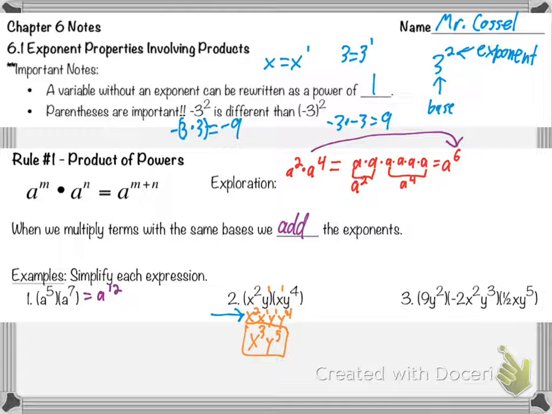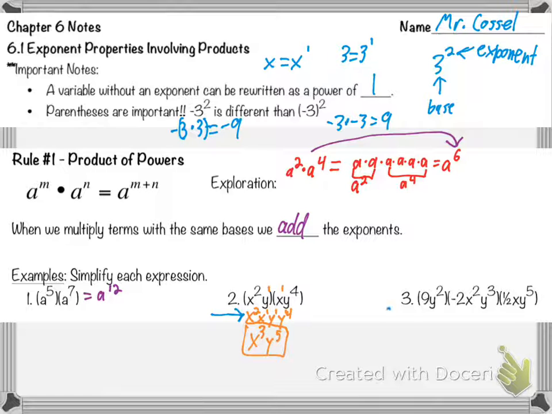Okay? On number 3, 9y squared times negative 2x squared y cubed times 1/2 xy to the fifth. Now, is that 1/2 showing up very well on yours? No, go ahead and write in 1/2 right above that, just so we know what it is. So if we follow the same pattern we did on number 2, we would reorganize everything to be next to each other, right? For like things to be next to each other. So I would put the coefficients first, those numbers first, because those have to multiply with each other.